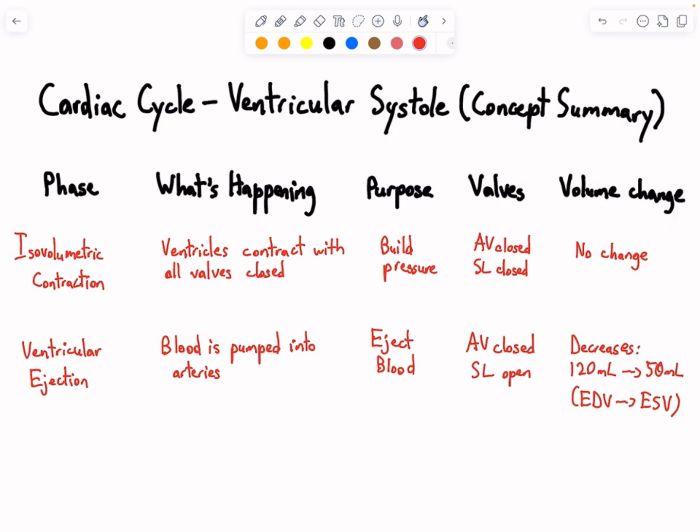By the end of systole, the ventricles are almost empty and ready to relax, leading us into isovolumetric relaxation, which is the next phase of the cycle. This is what we will be talking about in the next video.